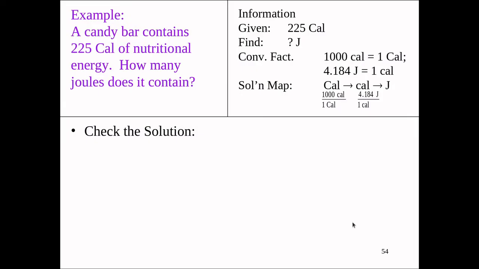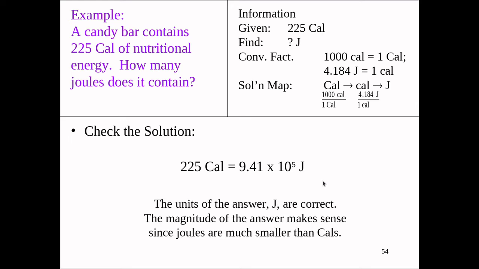The last thing that you always want to do whenever you do a problem is check the solution. Check to make sure that it makes sense in the end. So in the end, we're making the statement that 225 big C calories is equal to 9.41 times 10 to the fifth joules.